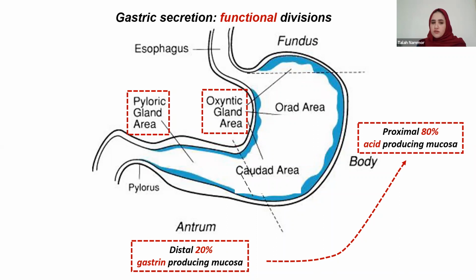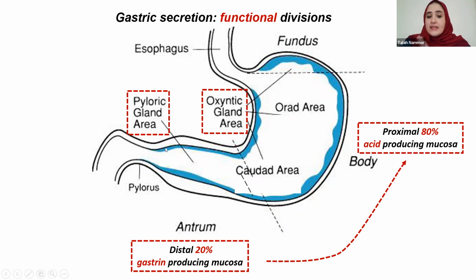So first of all, we were talking about the stomach. The stomach has functional divisions. What do we mean by functional divisions? Basically, you all know the basic anatomy of the stomach: the fundus, the body, the antrum, the pylorus. This is not what we need here in physiology. In physiology, you have to know that the proximal 80%, which is basically the fundus, the body, and part of the antrum, is the oxyntic gland area, okay? The oxyntic gland area is the area that secretes the gastric acid, okay?